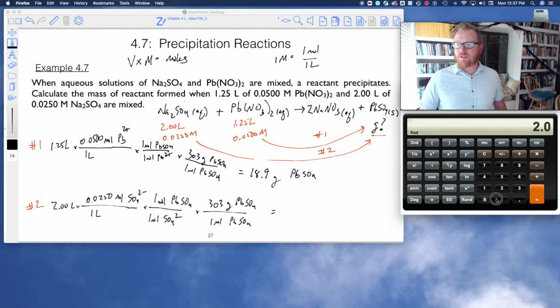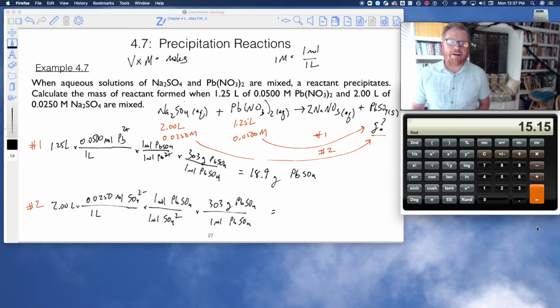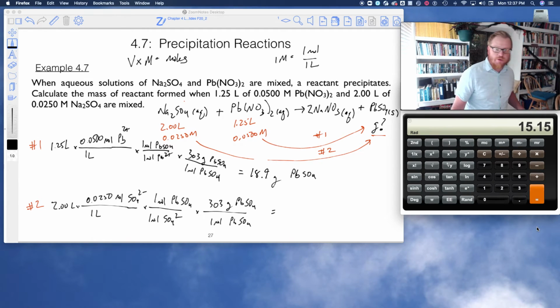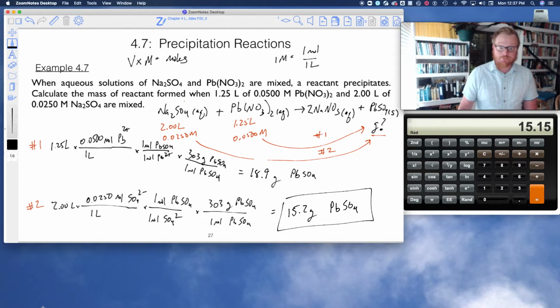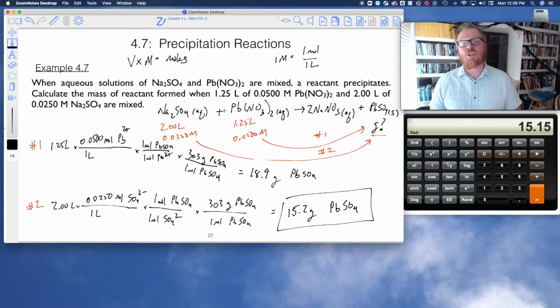So 2.00 times 0.025 equals, and then times 303 equals, haha, that one is the 15.2. Good thing I did the calculation. Okay, so that means this is the most amount that can be formed, which of course means our sodium sulfate was limiting, meaning we would have excess lead nitrate reagent. Okay?